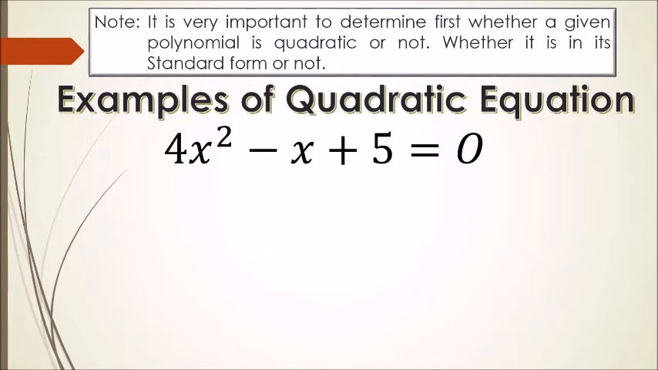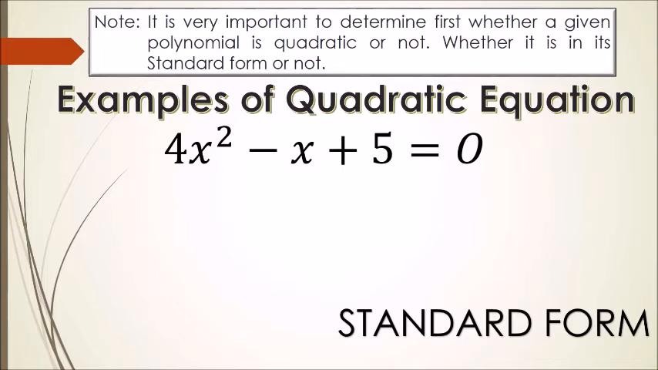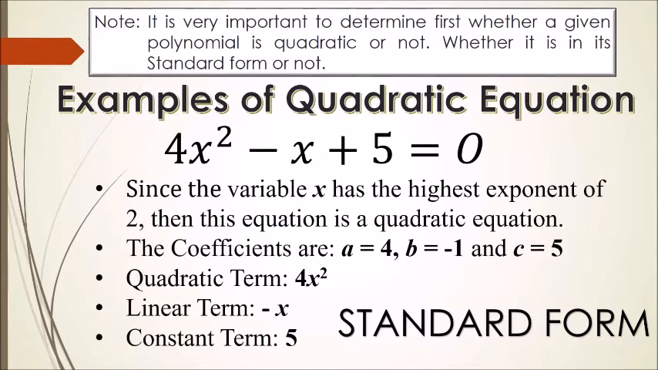Halimbawa, meron tayong quadratic equation in this form. 4x squared minus x plus 5 equals 0. So, ano masasabi ninyo dito? Tama. Nasa kanyang standard form. So, kung nasa standard form na siya at alam na natin quadratic siya, madali na lang nating madetermina ang mga components nito. Since the variable x has the highest exponent of 2, then this equation is quadratic equation.